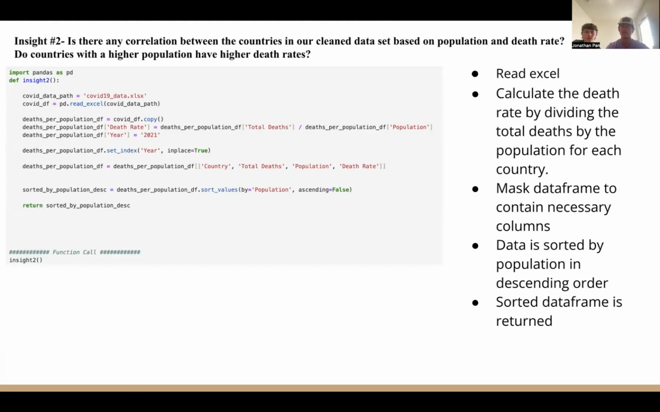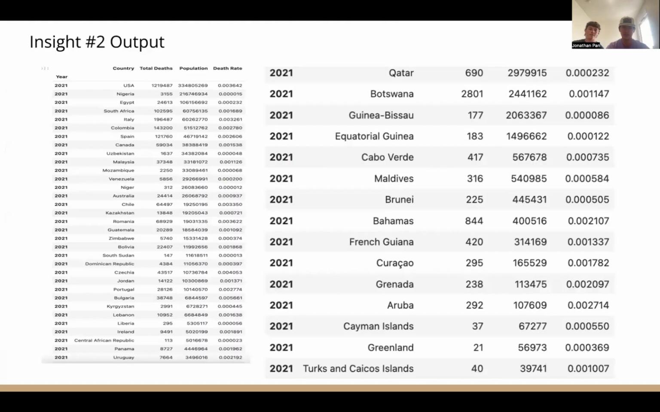So what we did was we read the Excel, calculated a death rate by dividing total deaths by the population for each country, and masked the data frame to contain the necessary columns of country, total deaths, population, and death rate. The data is then sorted in descending order, and then we return our sorted data frame. And this is the result. As you can see, we sorted by highest population down to the lowest and showed total deaths and death rate from there.